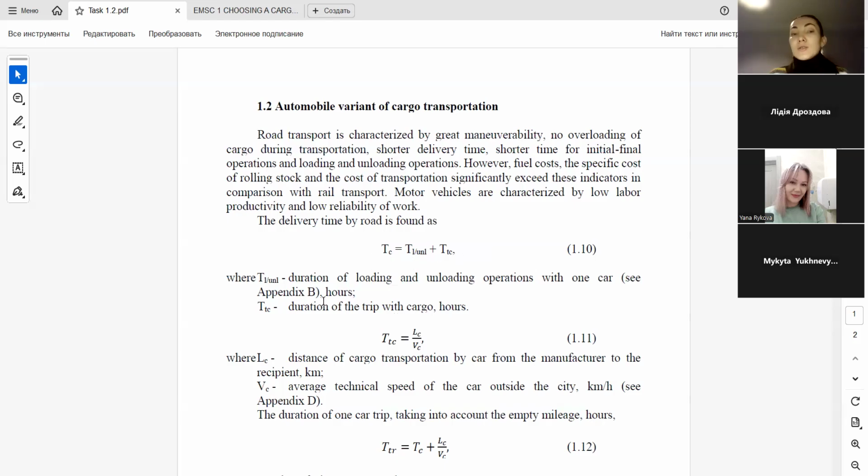And now I ask you for the information about how many hours we need to spend on the duration of loading and unloading operation with one car. We discussed that it will be less time for this operation than by railway transport, so we need to find this information. I also stopped sharing for 1 minute and ask you to find this time in our appendix.